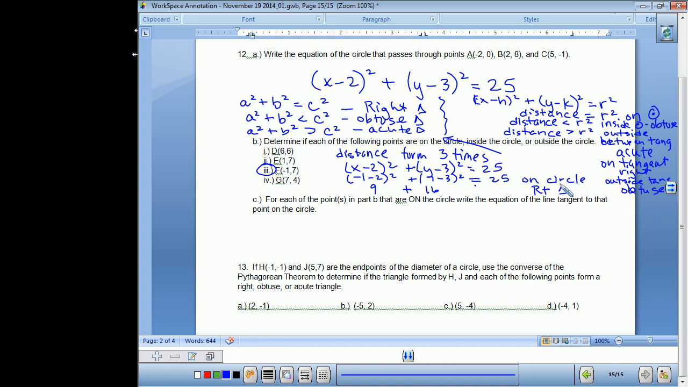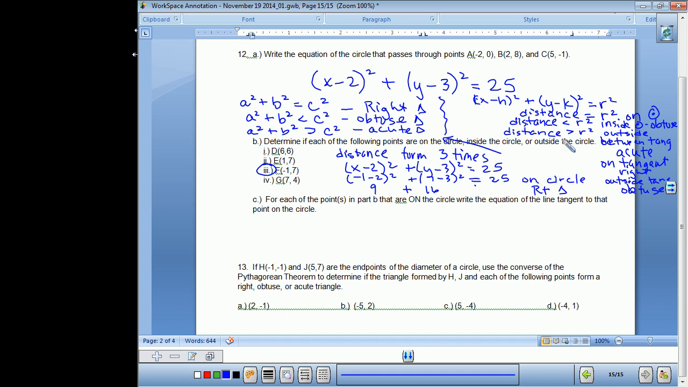So you had to. Okay? Now, 4, which is what you asked for, this number over here is bigger than 25. So where would it be? Outside. Wait, this didn't ask what kind of triangle it made, did it? It just said inside, outside, on. So outside is good enough. You write outside, you're done.